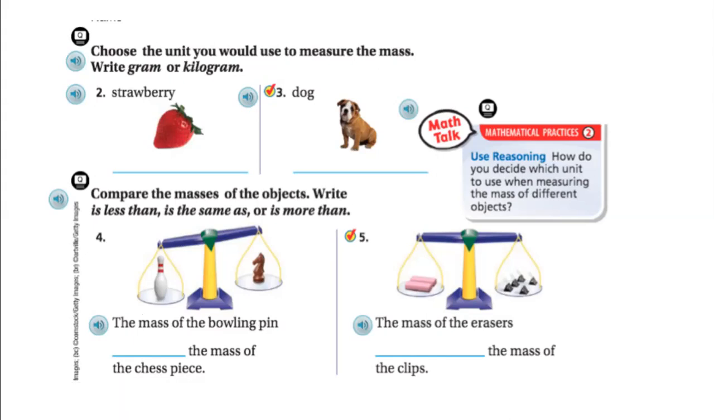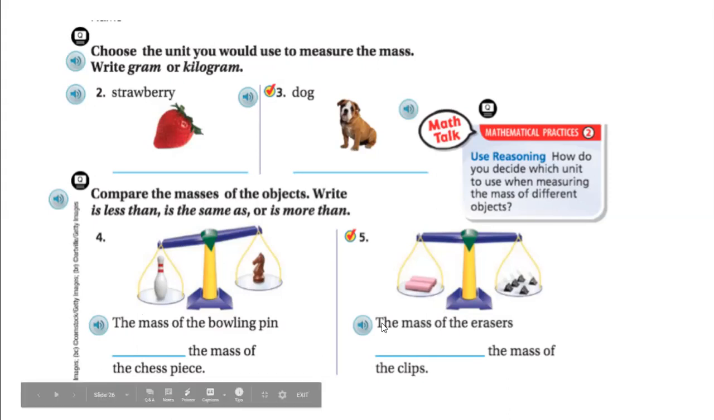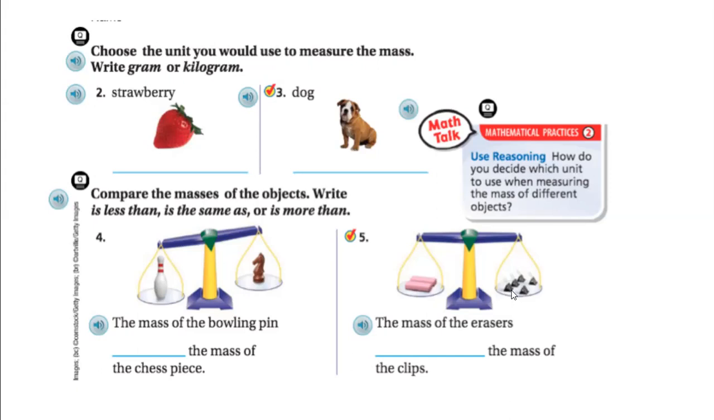Number 5, we have erasers and clips. So the mass of the erasers is blank the mass of the clips. Again, if I remember, with my pan balance, they look to be even. So that means the mass of the erasers is the same as the mass of the clips.